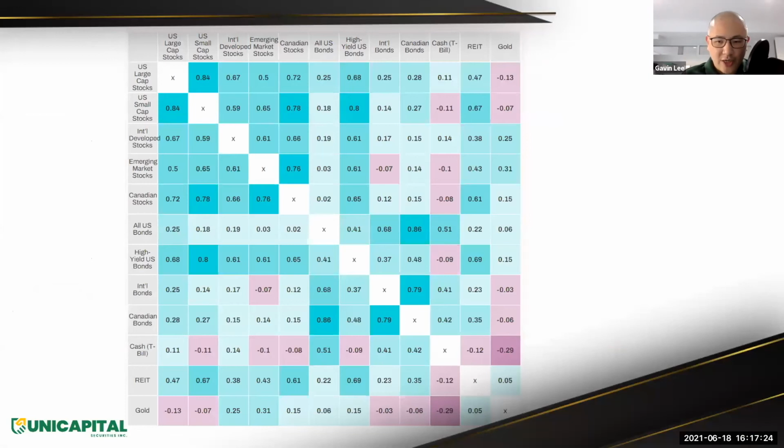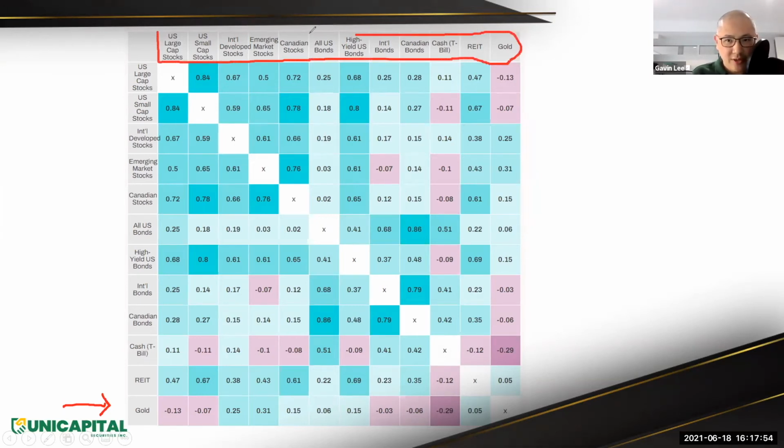Now, when we say low correlation, here are some figures to help us visualize what low correlation means. So here in the bottom row, you have your gold, and on the upper row, you have the correlation with different types of securities. So for example, if we look at gold here, negative 0.13 versus US large cap stocks. That means gold has low correlation with US large cap stocks. And then negative 0.07, that means it's a low correlation against US small cap stocks. 0.25 is the correlation with international developed stocks. 0.31 is the correlation with emerging market stocks.